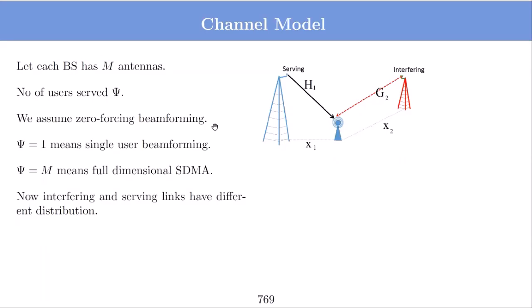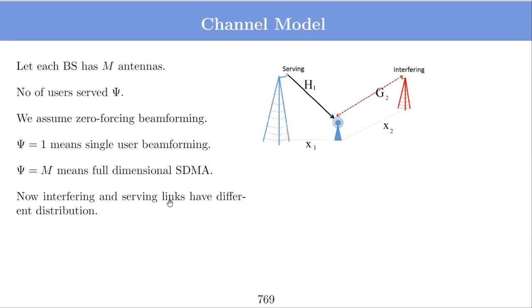If psi is equal to 1, this just means that I am beamforming to a single user. If psi is equal to M, this means I am doing full spatial dimension multiple access, where I am trying to serve all M users using M antennas. So there will be M streams, one stream for each user. And psi equal to 1 means there will be only one stream. But because I am using all dimensions to beamform, I would get better SINR.